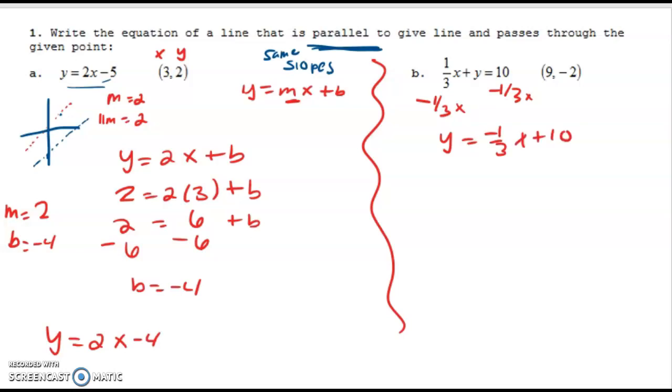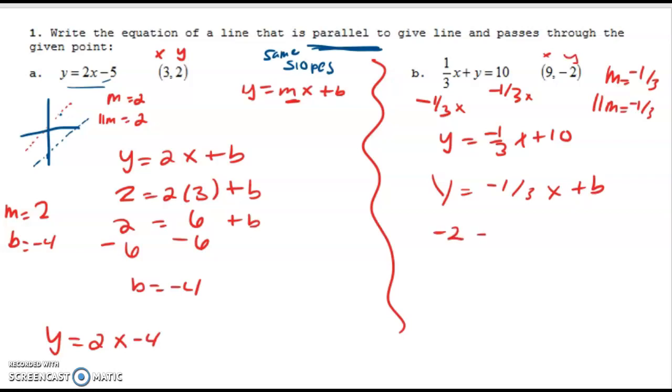So again, it's a parallel. So the slope of this line is -1/3. The slope of a line parallel has to be the same. So it's -1/3, which means that I just have to solve for that b like I did in the last one. So -1/3x plus b, plug in my point. This is your x and your y.